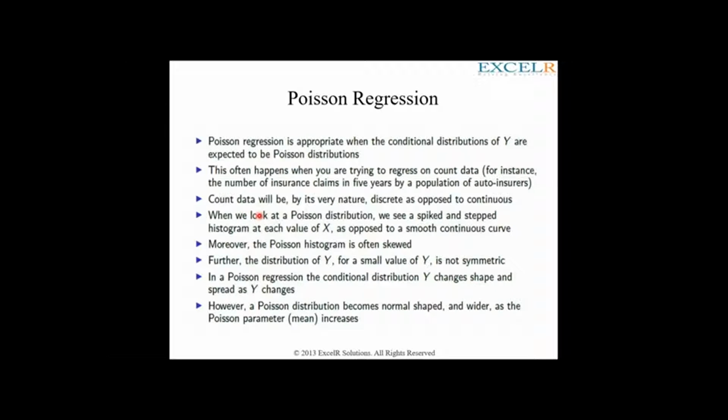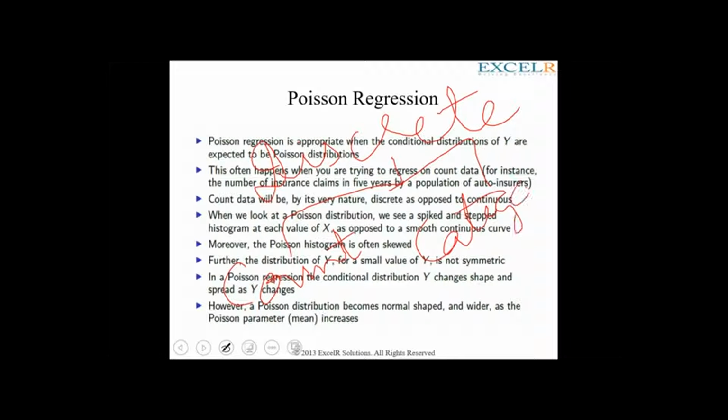So count data, based on its very nature, would be discrete. And within discrete data, you have count and category basically. So let me quickly try to draw that for you. If you have discrete data, within discrete data, you can have count data and you can have category. Right? Count is nothing but defects. Category is nothing but defectives. In that sense.